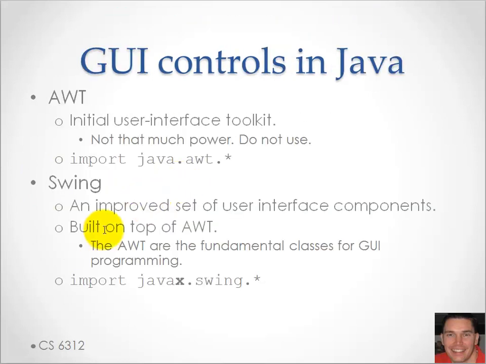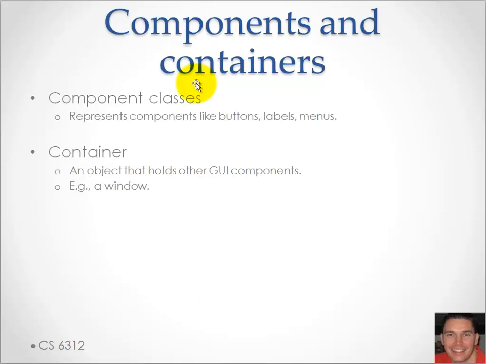It is actually built on top of the AWT, and to use that you need to import javax.swing and then whatever particular component class you're going to be using. Please note, when you see x, that means you're using a Swing class. Now, when we're talking about these different types of controls, we're going to have component classes. These are items like buttons, labels, menus, and then we're going to have container classes that can contain our various types of components. For example, a window or a dialog are container classes that will hold other GUI components.